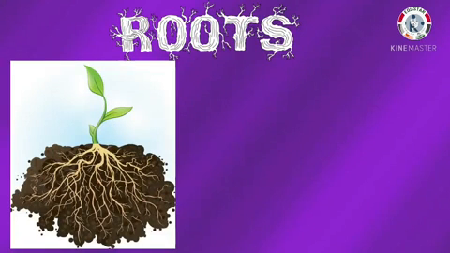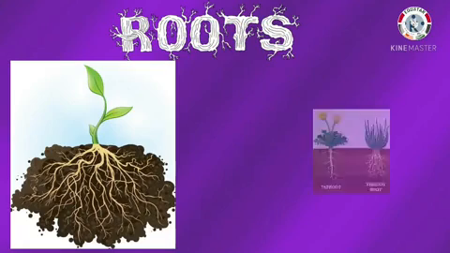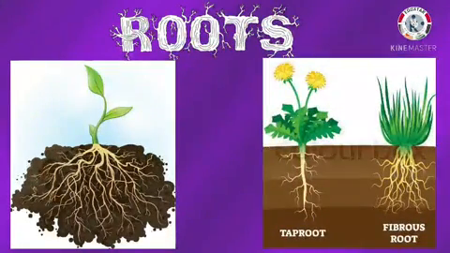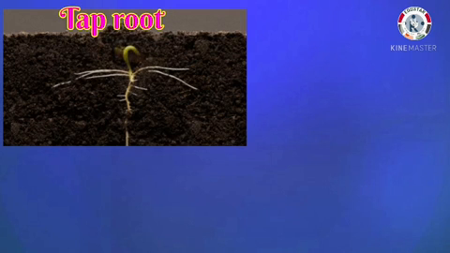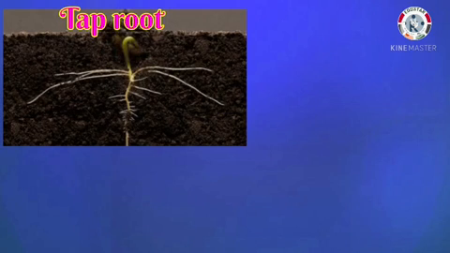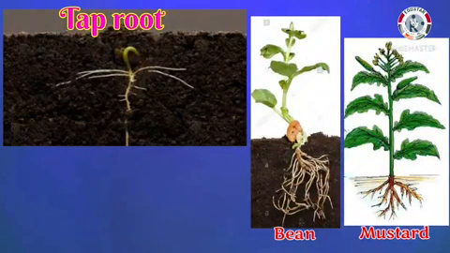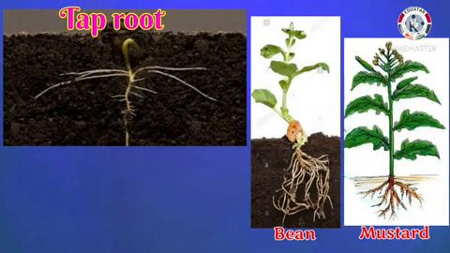First, root. Roots generally grow under the soil. There are two types of roots. What are they? Correct. Taproot and fibrous root. What is taproot? Some plants have one main root growing from the end of the stem into the soil, with several small roots growing from this main root. This main root is called the taproot. For example, bean and mustard plants have taproots.